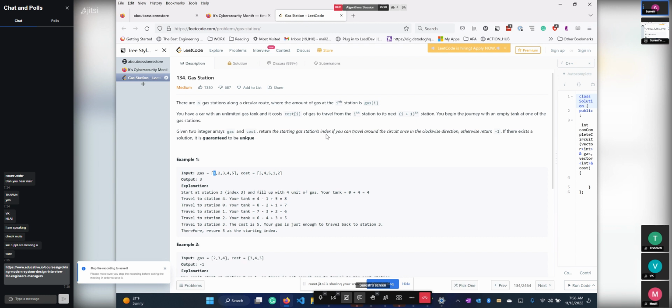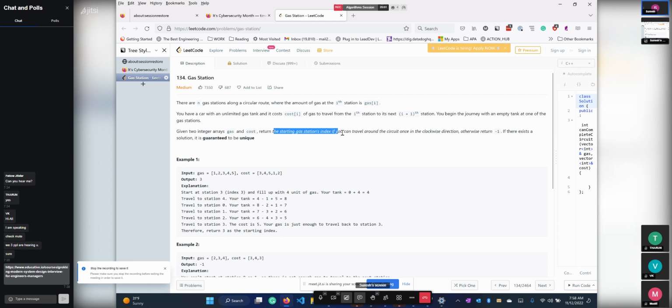So in that situation, it's not a good idea to start from the first station. Okay? So we need to find which station works. If you start from the second, third, fourth, or a particular location, you will be able to complete the entire circle. So we need to find that.